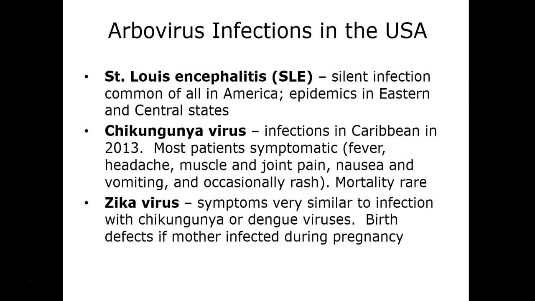The chikungunya virus is found in the Caribbean. Most patients are symptomatic. They have the fever, muscle aches, the joint stiffness, the nausea. Mortality is extremely rare. The Zika virus is very similar to the chikungunya virus, or what we will talk about in a little bit, the dengue virus. And there are birth defects that can occur if the mother is infected during pregnancy.